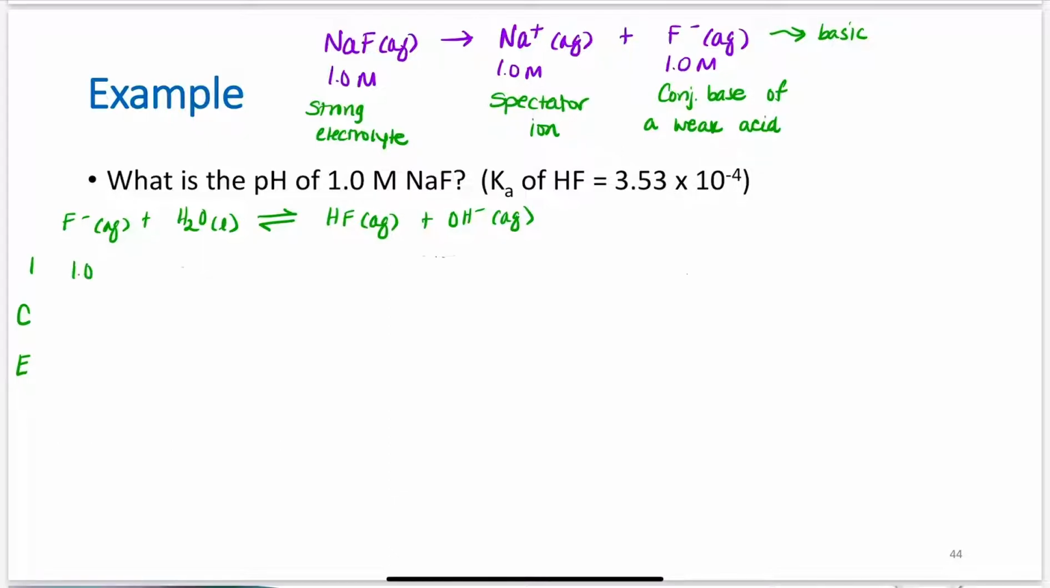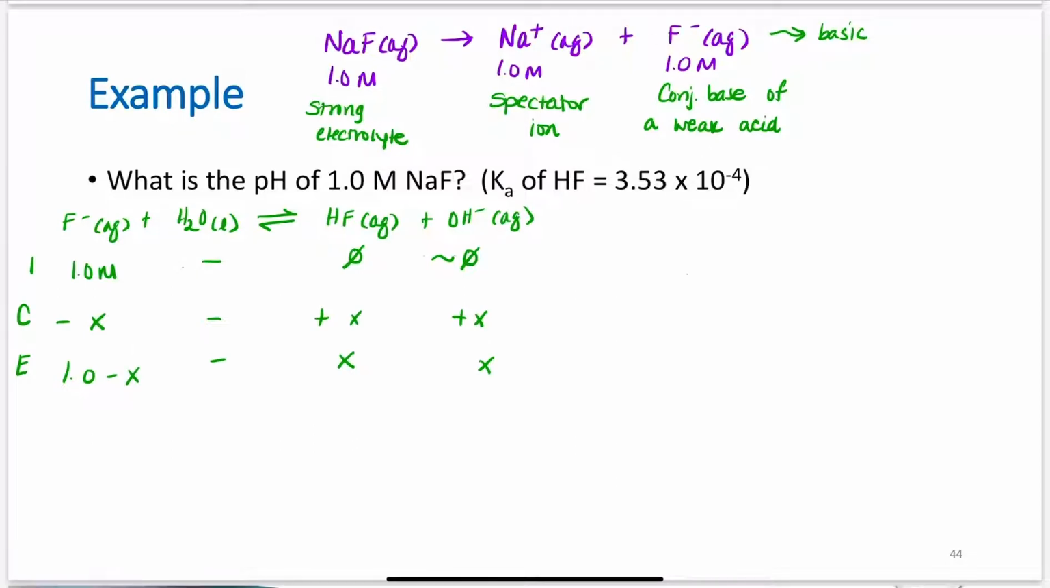And I know that I have 1 molar F minus to start. Water doesn't factor into the ice tables. I don't have any HF at the start, and I have approximately no hydroxide at the start. Why approximately? Because I know with just water in solution, I actually have 10 to the minus 7th hydroxide ions floating around. But I know that the F minus is going to produce more OH minus ions in solution, causing the pH to increase. Change, minus X, and at equilibrium, I have 1 minus X, and X.